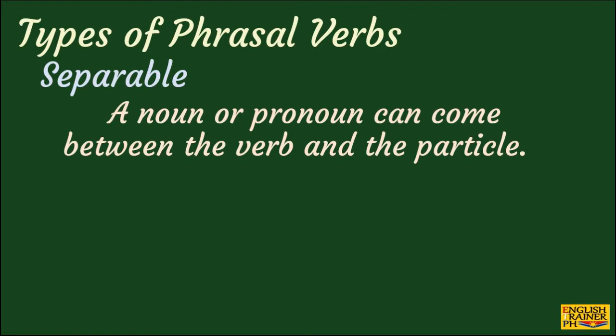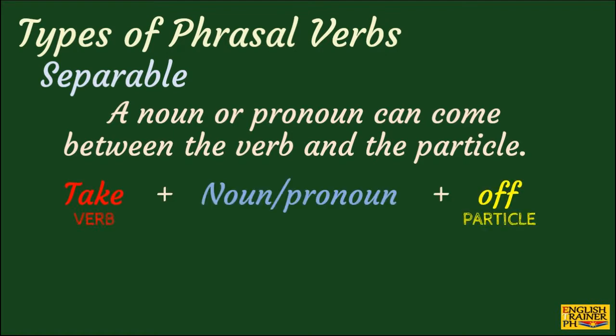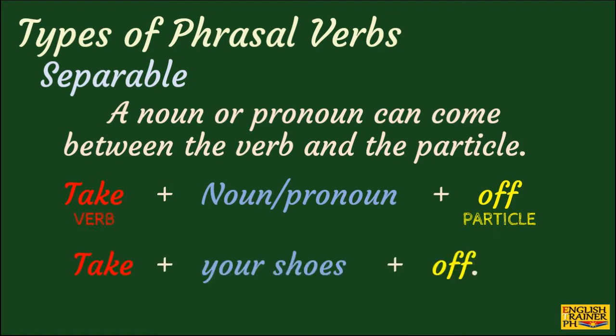A phrasal verb is separable when you can put a noun or noun phrase or a pronoun between the verb and the particle. For example, take blank off. Take your shoes off. Take them off. This way, we are separating the verb and the particle, and we are including our object in between the verb and the particle. Of course, you can also say take off your shoes.